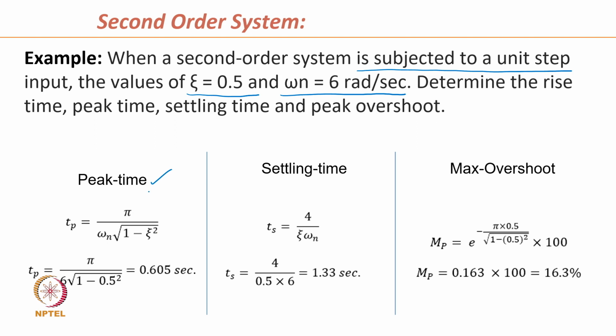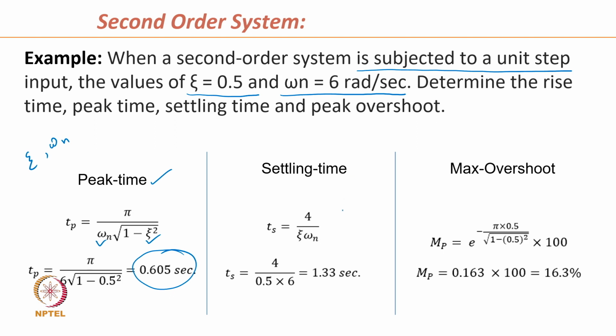We put the values of zeta and omega n, which are given. We can apply omega n here and zeta here, and Tp comes out to be 0.6 second. So, this is the peak time the system takes in reaching its first peak.